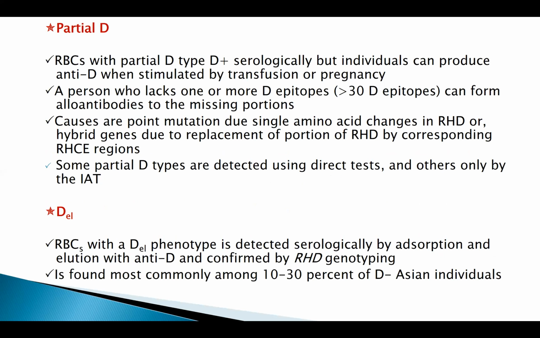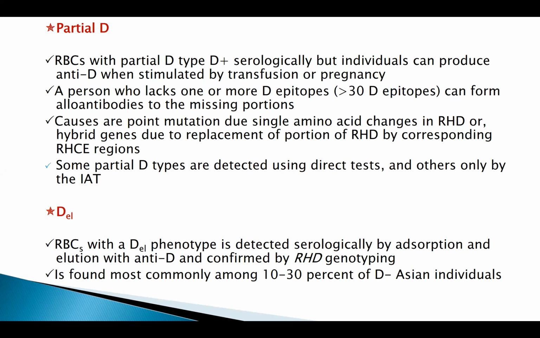A person who lacks one or more D epitopes can form alloantibodies to the missing portion of the RBC D antigen, which is called partial D. Some partial D types are detected depending on the type of reagents you are using. So the laboratorian should be careful, and the reaction can be seen only by the indirect antiglobulin test.